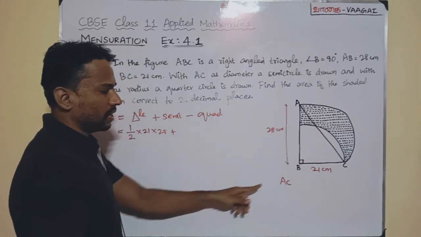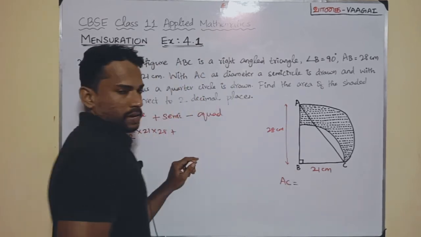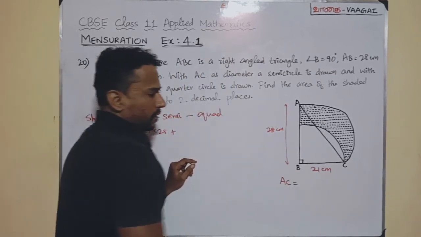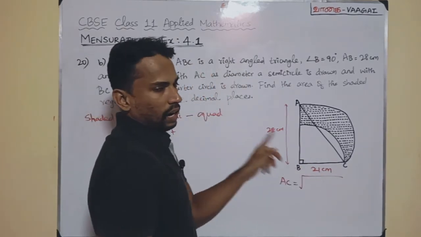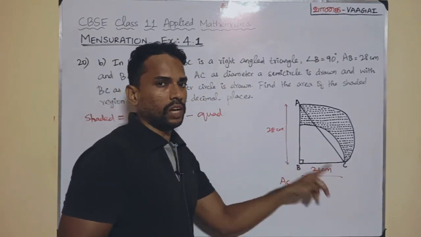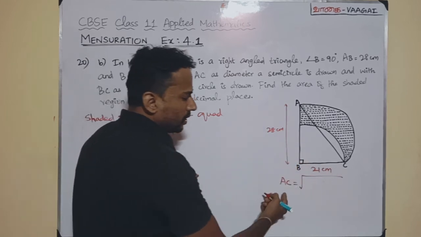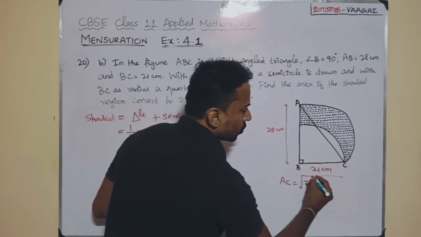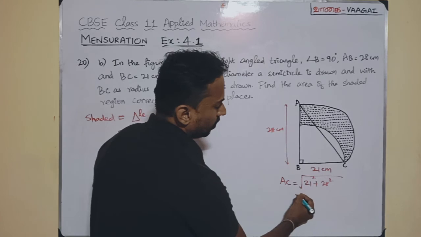So in that case, I can use Pythagoras theorem to find the value of AC. Is it or not? So AC will be equal to what? It will be the square root of, because when I use Pythagoras theorem, I will have to take the sum of the squares of the other two sides. For that, I need to take a square root. So if I do it, I will be getting AC is equal to 21 square plus 28 square. So this is what I need to do. So once I do it, I will be getting what?